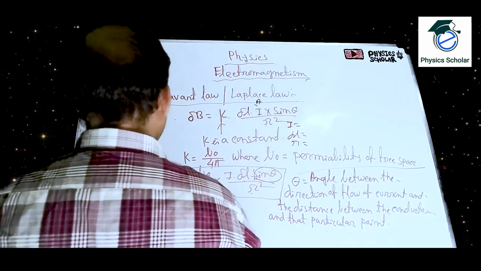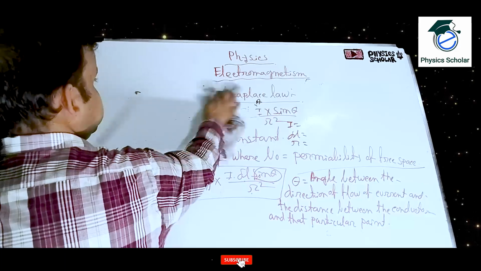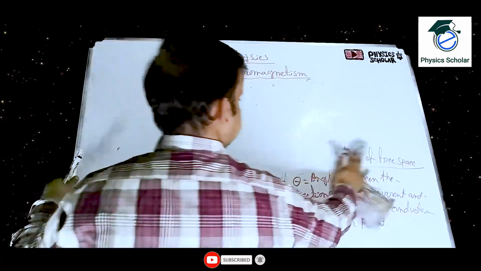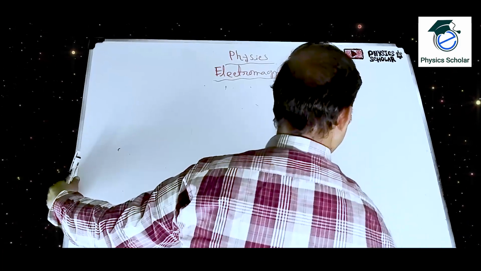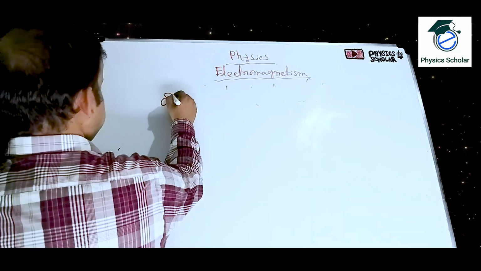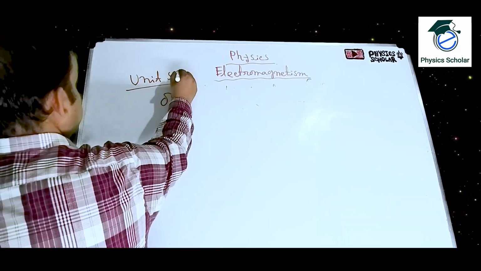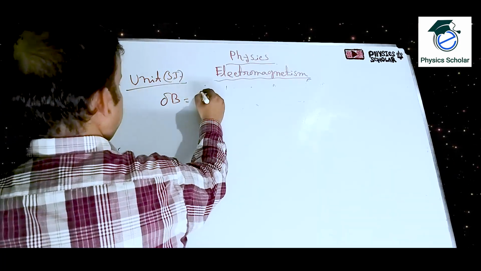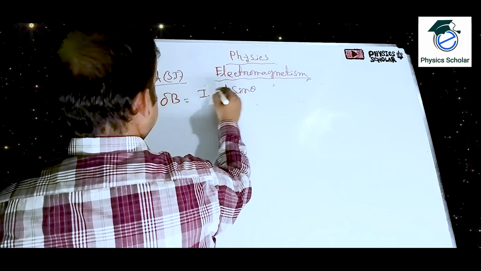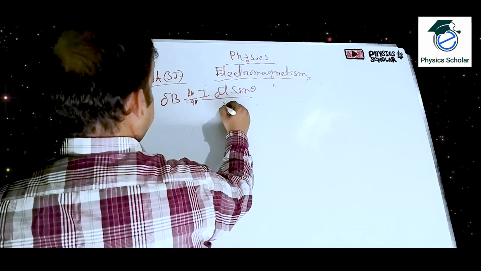Okay. Now what will be the unit? Now let us determine the unit of delta B. The unit of delta B. So what do we know? Delta B, it is the unit. What will be the SI unit? Delta B is equal to I into delta L sin theta, here it is mu 0 by 4 pi divided by r square.